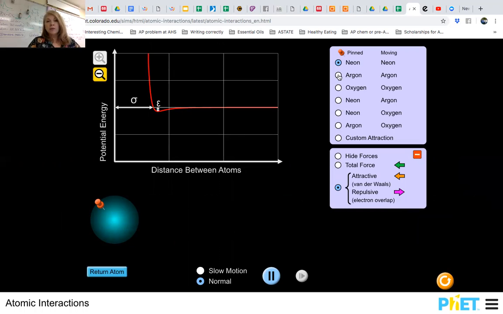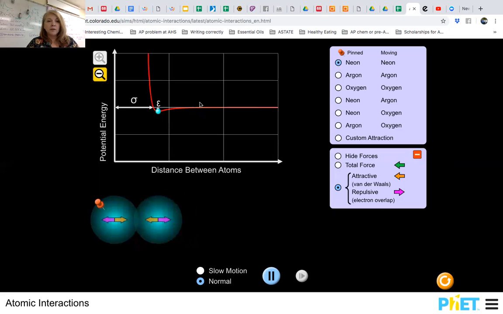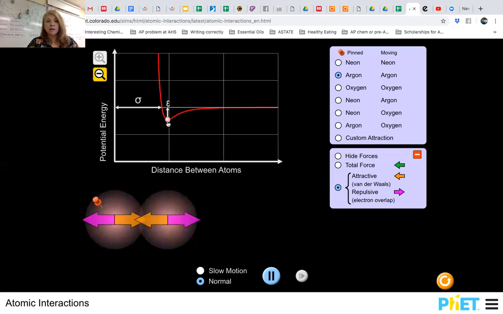Okay. If we look at the difference between neon and argon, you can actually see, let me toggle back and forth between that. Looking at the dip, neon is a smaller atom than argon. There is a lowering of potential energy for a bigger atom.